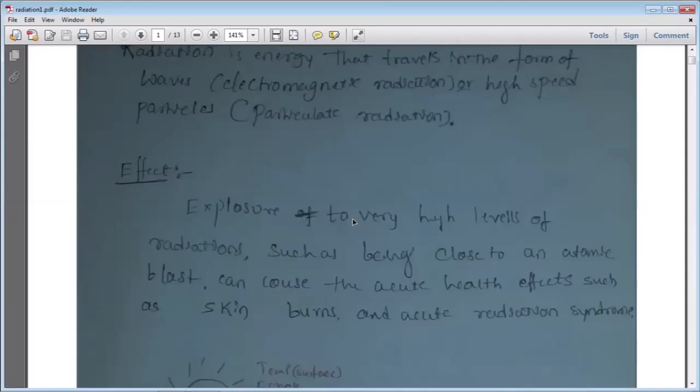Suppose there is a nuclear industry, like the one at Kaiga, a nuclear power plant. Many people get skin cancer due to radiation problems from the plant. This is called the effect. This is a bad effect.